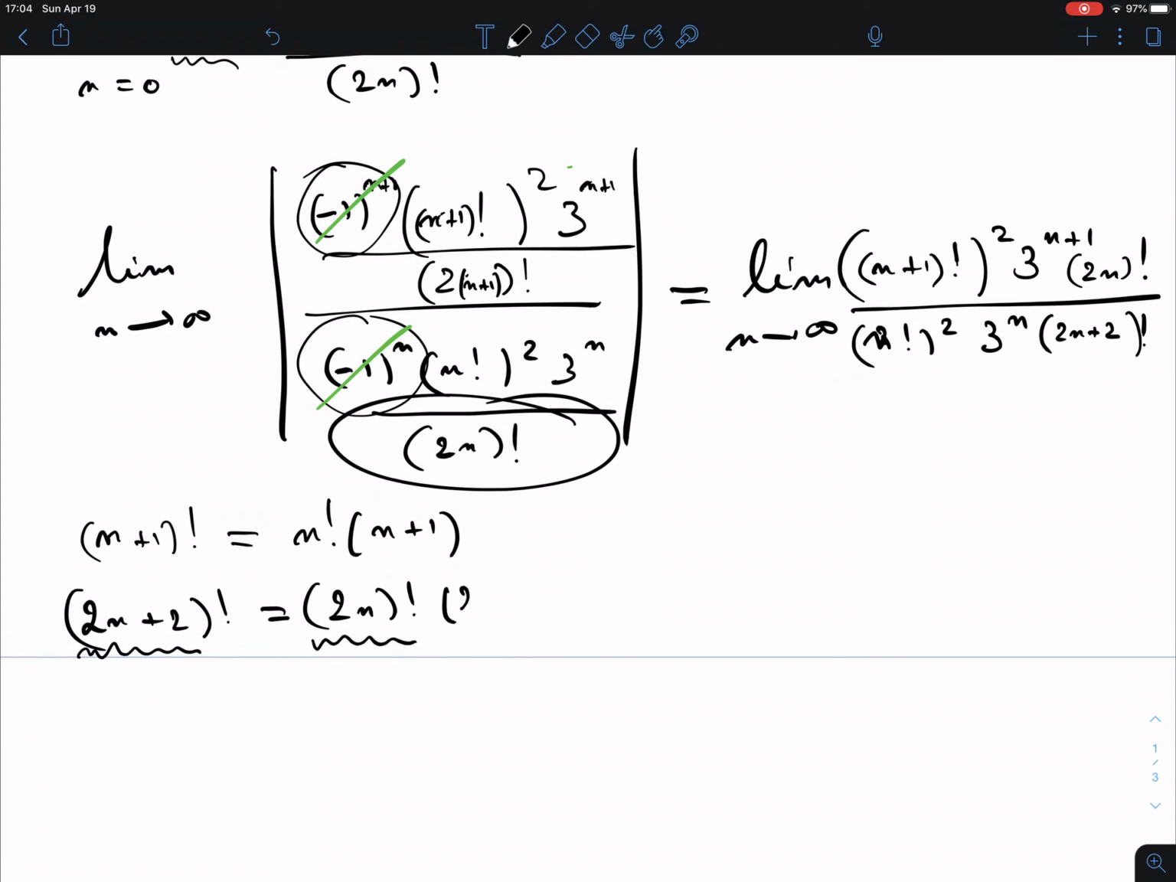So from 2n I can go to 2n plus 1. Am I there? No, you're not there. So do another step, 2n plus 2. Okay? And now I'm there. So now I can write everything.